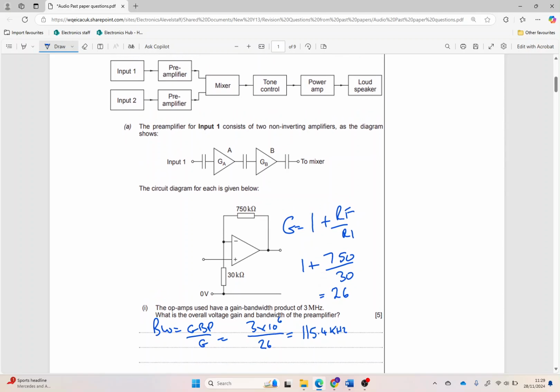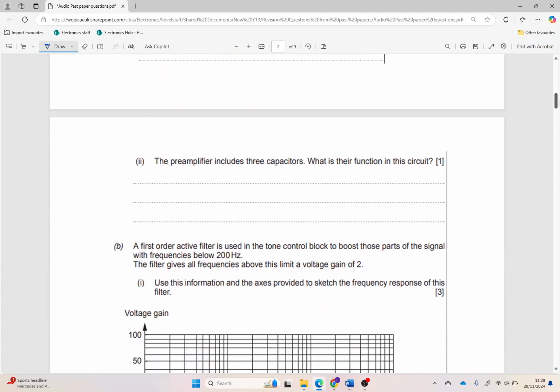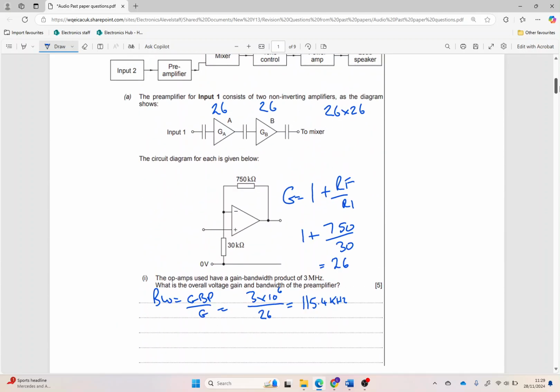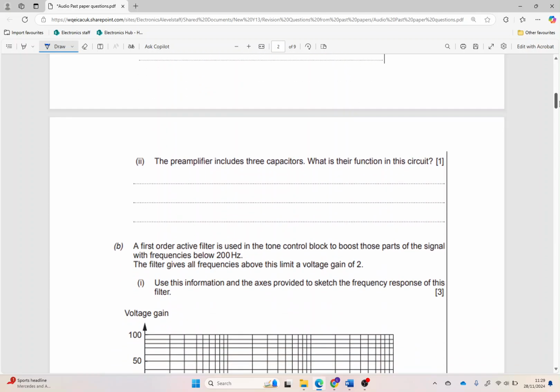If these were both amplifiers with gains of 26, then the overall gain we've got there is going to be 26 times 26. So obviously just putting that in as an extra little cookie. Capacitors then: the capacitors there are for decoupling, so we can block DC.